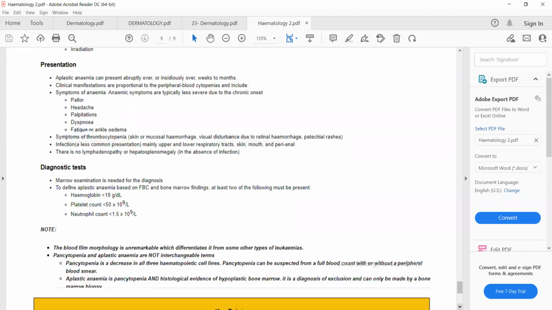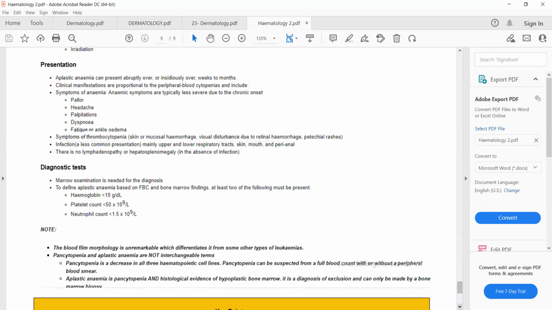Can you say that again, please? Three points. On clinical examination, if there is no lymphadenopathy or hepatosplenomegaly, it will most likely be aplastic anemia. On initial investigation, that is the peripheral film, it will be unremarkable. No abnormal cells will be seen on a peripheral film. And the third one is on the diagnostic or definitive investigation, that is bone marrow.